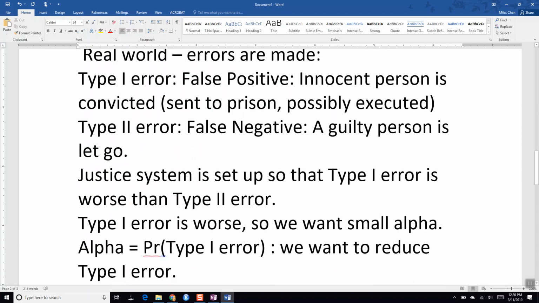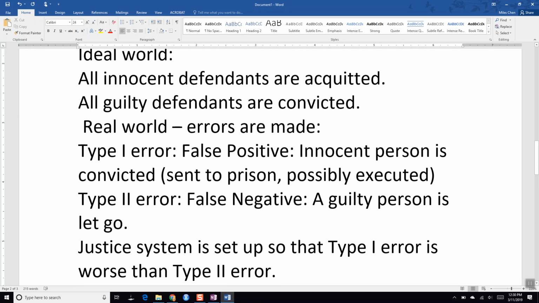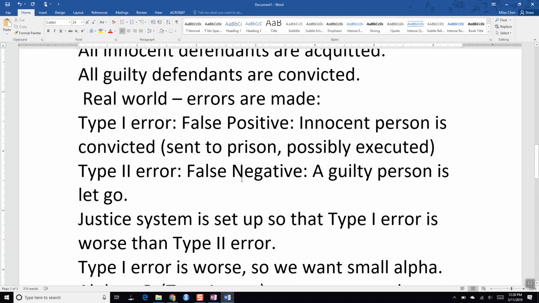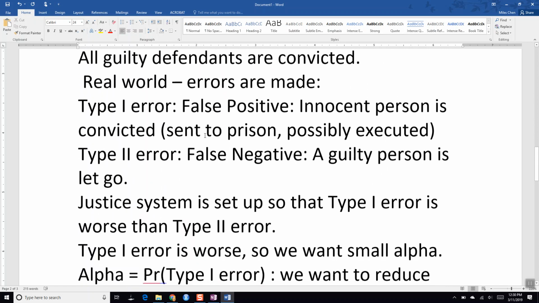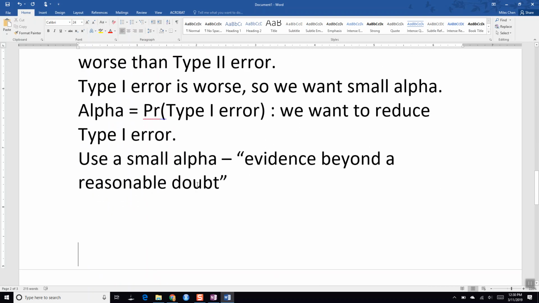What's that? If you let a murderer go? Let a murderer go? Yeah, I mean, that is bad. Again, both of these are bad, right? But you're right. The way the justice system is set up is that we're trying to avoid type 1 error, and we're hoping that, yes, sometimes guilty people are let go, and we're just hoping that it doesn't happen often enough. But yes, letting a murderer go is bad.